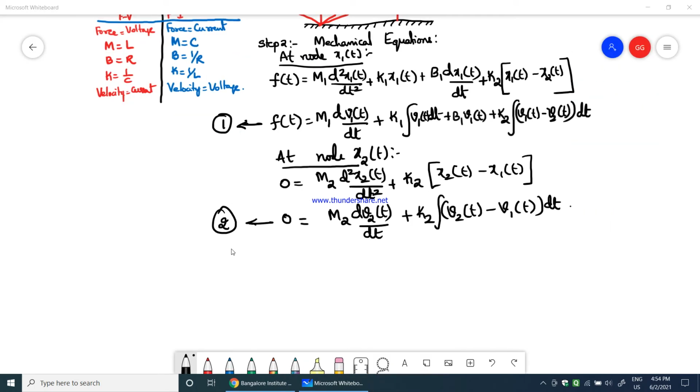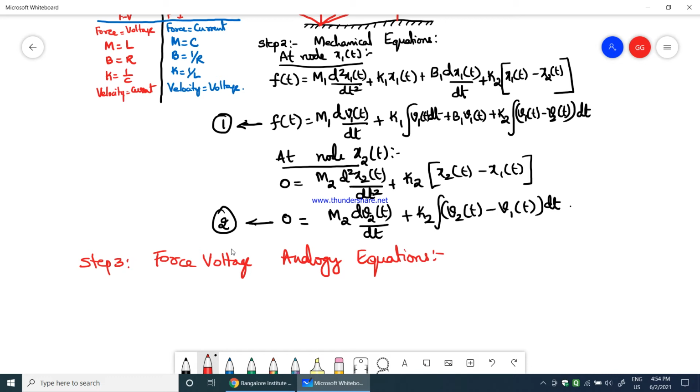Now we have the first heading, step 3. So in step 3 I'll try to write the force voltage analogous equations, force voltage analogy equations. By directly looking at the equations, we can easily write the two equations here.